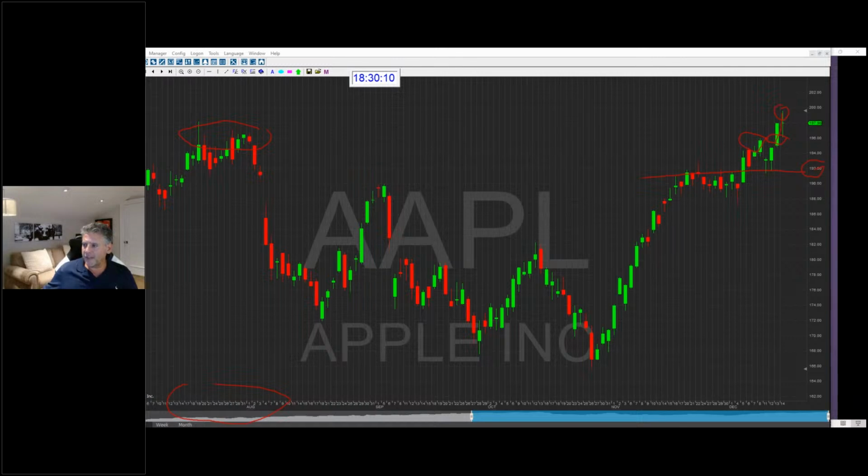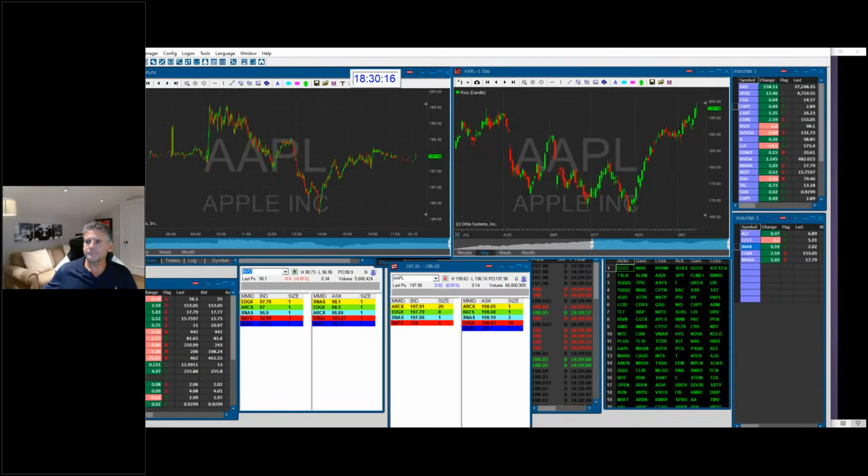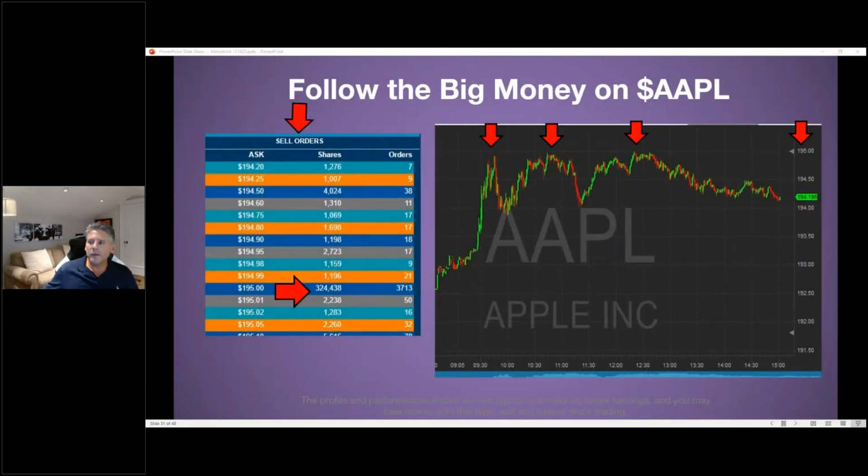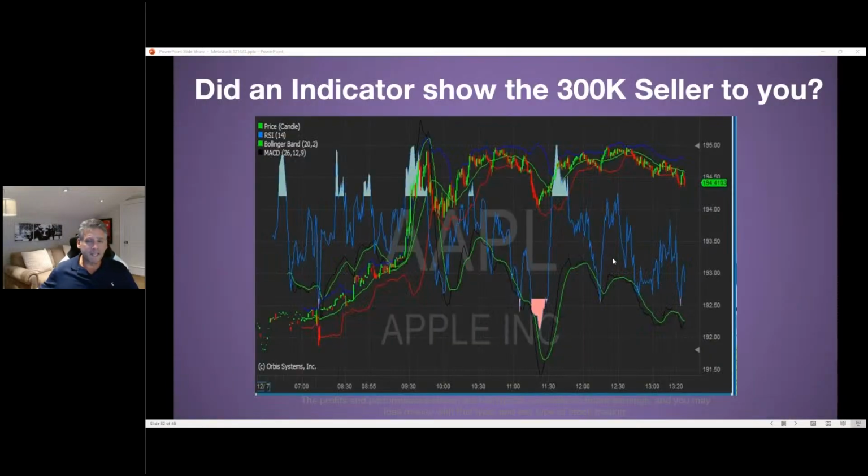Let me just clear these out, and let me move this back over here. So far, anyone have any questions? Because if you use an indicator, it didn't show me that 300,000 share seller out there. To me, it looks like a bunch of squiggly lines. I don't know about you, but it's easier for me to follow orders than squiggly lines.